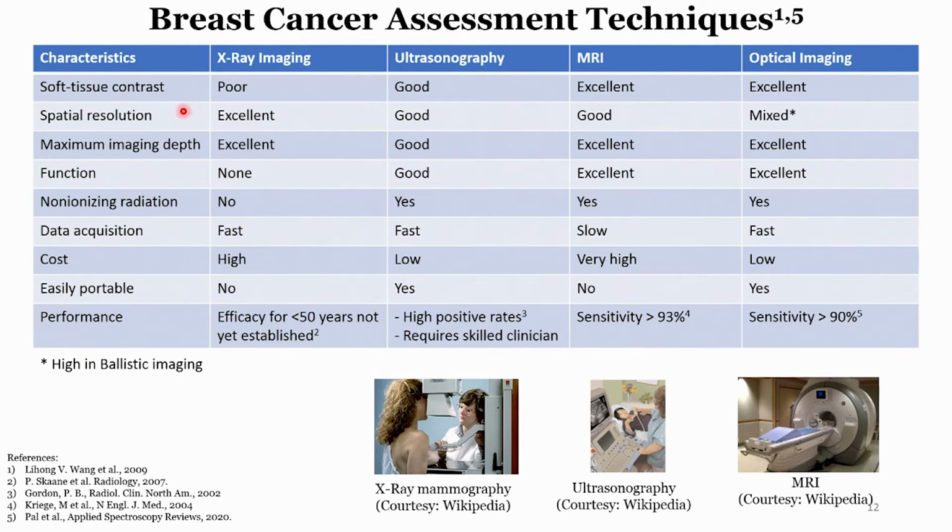The next thing is the spatial resolution. So, how nice a resolution can you actually get after doing the imaging. In this case, the spatial resolution is excellent in the case of X-ray, and it is good in the case of ultrasound and MRI, but in the case of optical it is mixed. What we mean by mixed is that, as you will see at a later stage, as the density of the breast increases, that is, the fat content is going to be more.